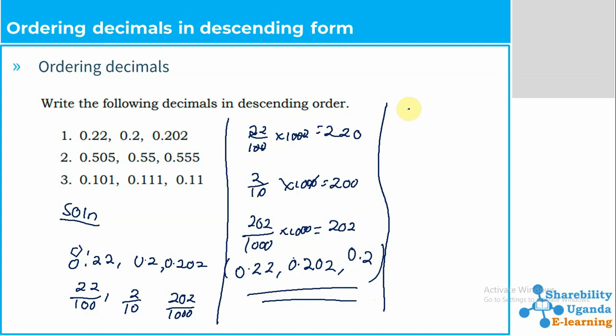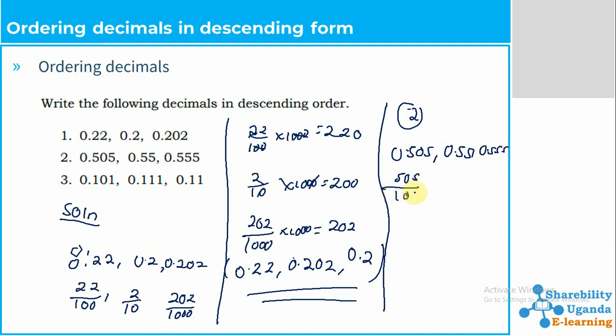So our second question is, we have question 2, 0.505, then comma, 0.55, comma, 0.5555. So now here this is the same as what?